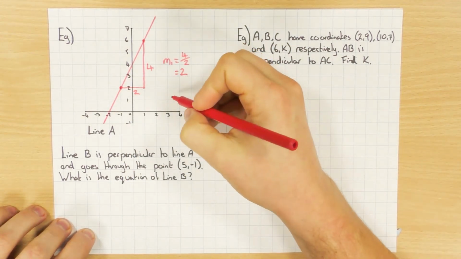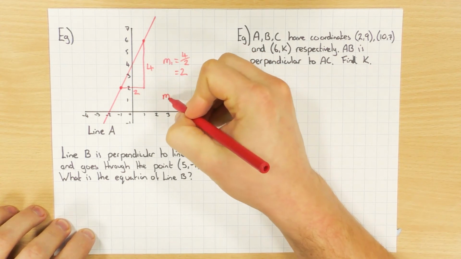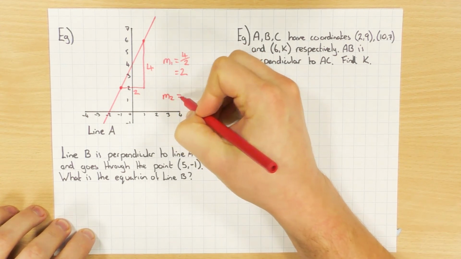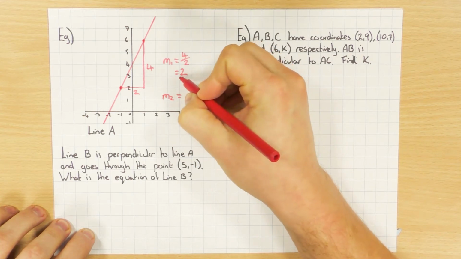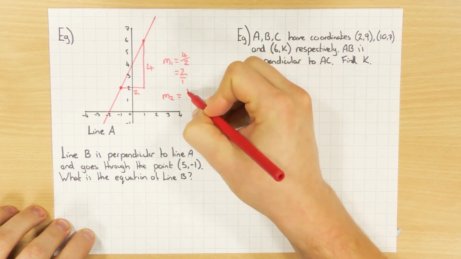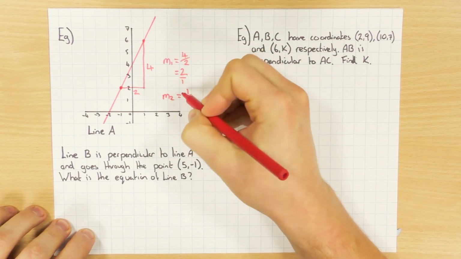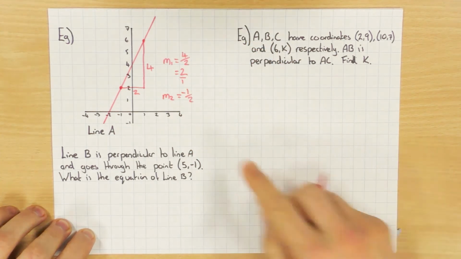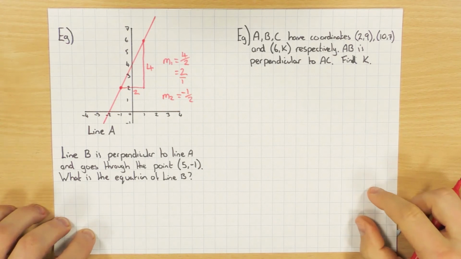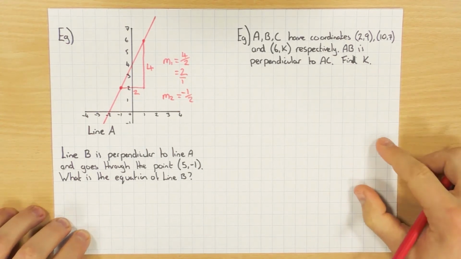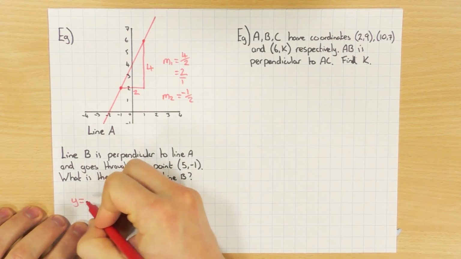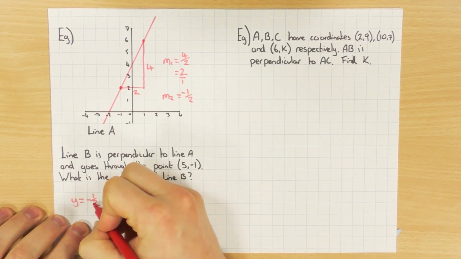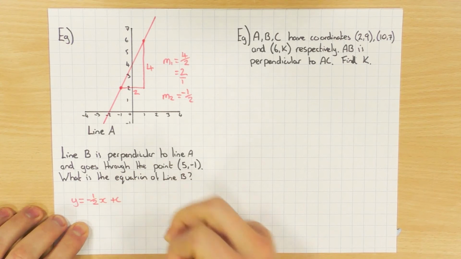So if I want the perpendicular gradient of the line B, remember, I think of that as a fraction. So that's 2 over 1. I flip it, so it'll be a half. And because that's positive, I make that one negative. Okay, so that's going to be my gradient of my perpendicular line, or line B. Let's substitute it in then and start finishing off the rest of it. So y equals -1/2 x plus c.